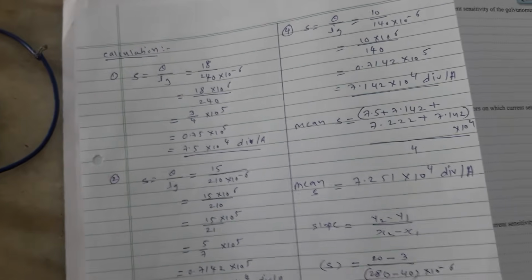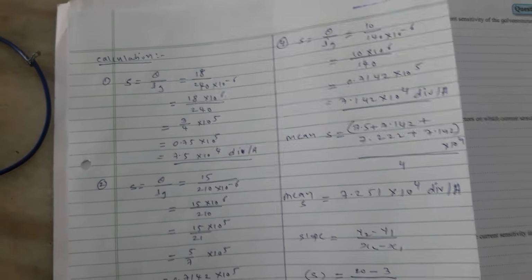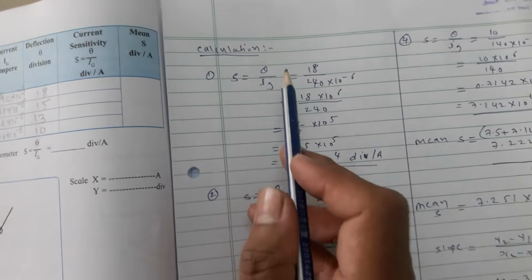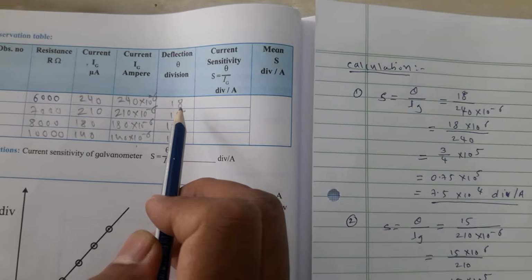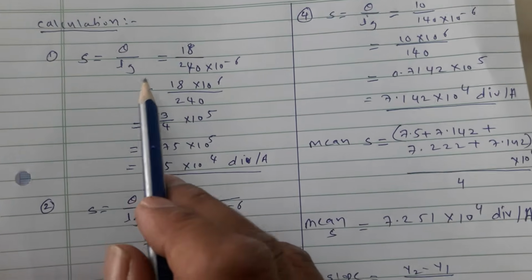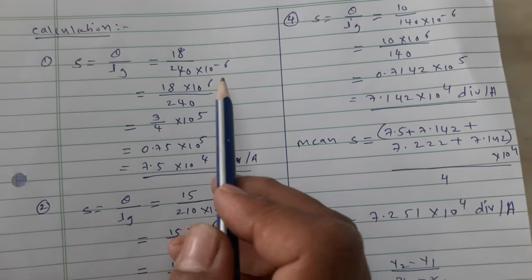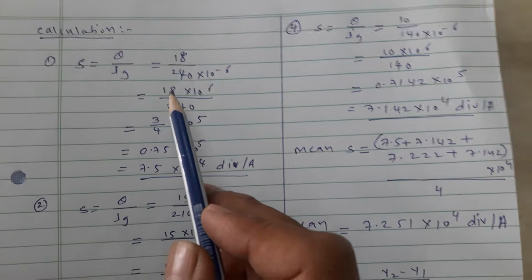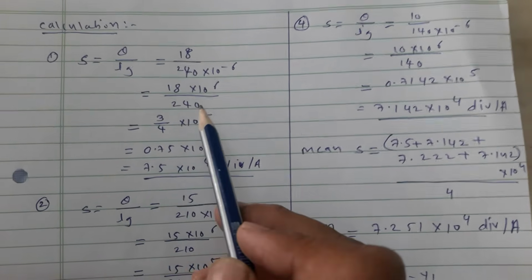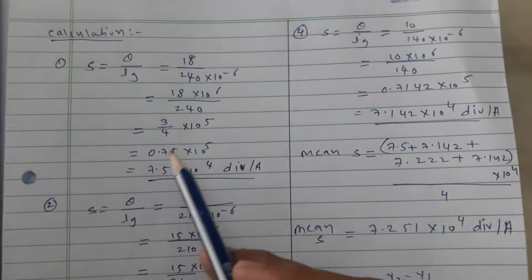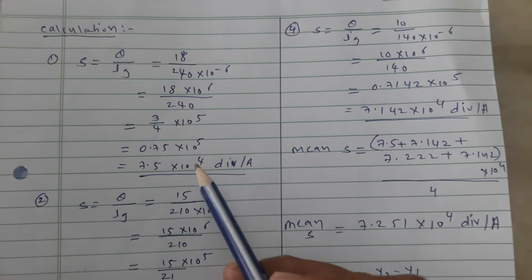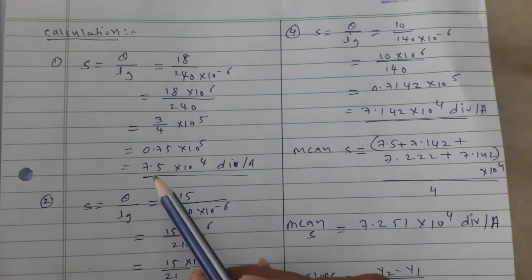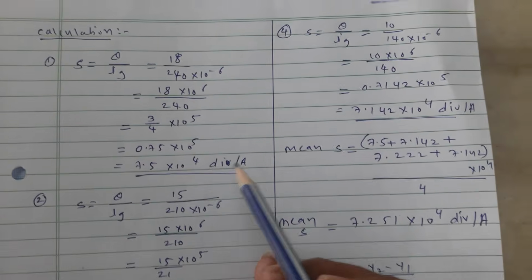The formula we have: S is equal to theta upon I suffix G, that is the current through the galvanometer. Now S is equal to theta upon Ig. First theta is equal to 18 and current we take 240 into 10 raised to minus 6, which goes up as 10 raised to plus 6. So 18 upon 240. If I divide this, 6 3s are 6, 4s are 3 by 4, 10 gets cancelled with this, 10 raised to 5. 3 upon 4 gives 0.75 into 10 raised to 5. Shifting one 10 to this, we can write 7.5 into 10 raised to 4 division per ampere.